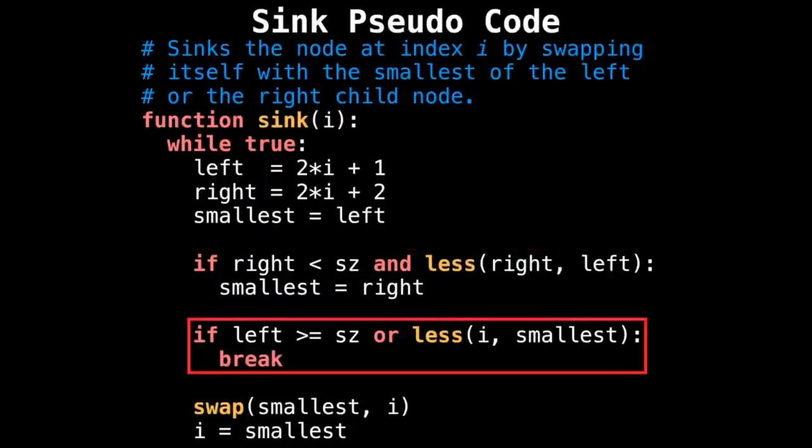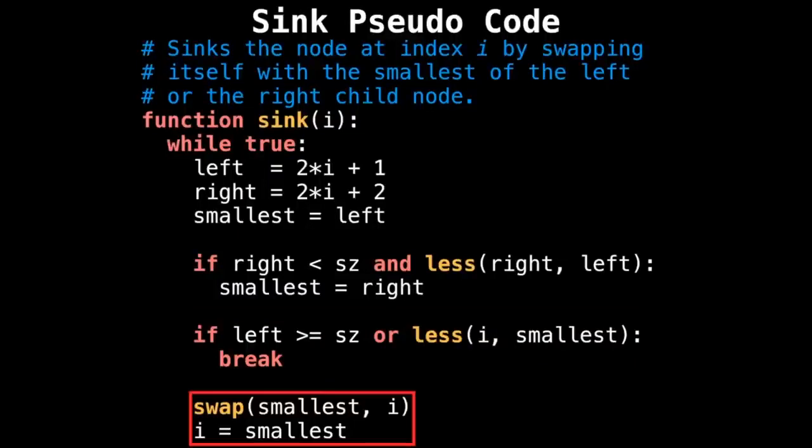The stopping condition is if we're outside the size of the heap or we cannot sink the current node any further. Lastly, we want to make sure we swap the current node with whichever was the node with the smallest value.